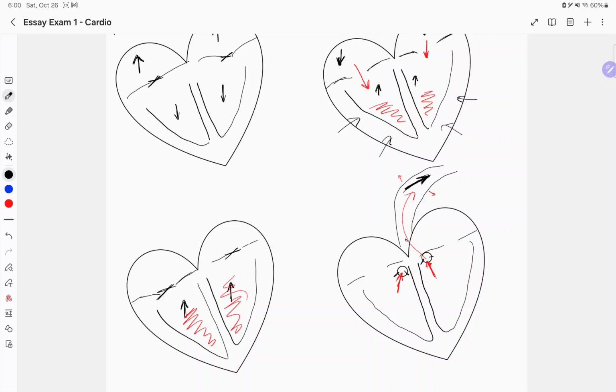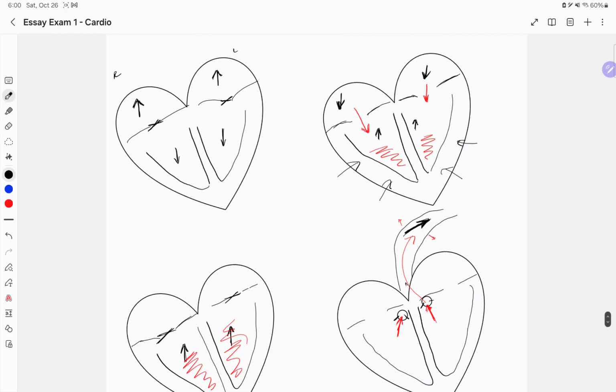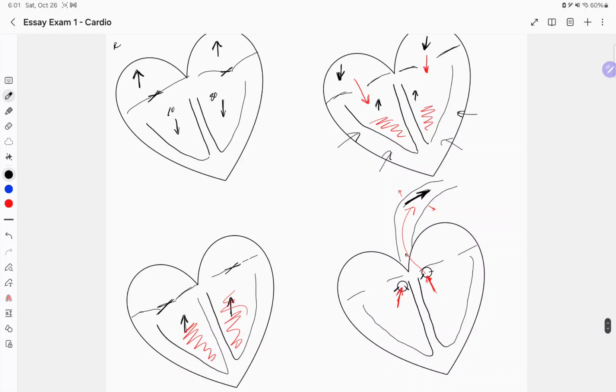And I should mention that the pressure in the right ventricle is a lot lower than the pressure in the left ventricle, because the right ventricle is going to be pumping blood to the lungs. It doesn't need a lot of pressure to get there. But the left ventricle is going to be pushing blood to the rest of the body. And so this is super high pressure.